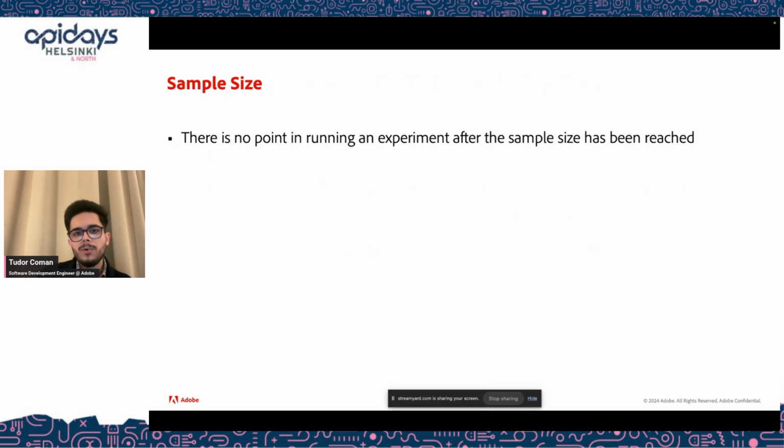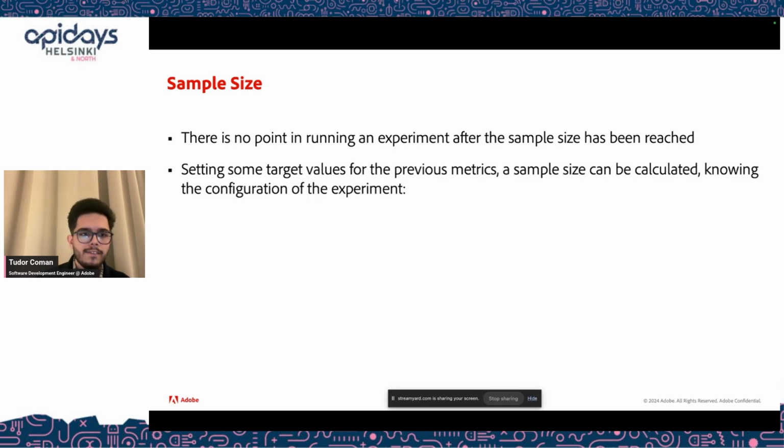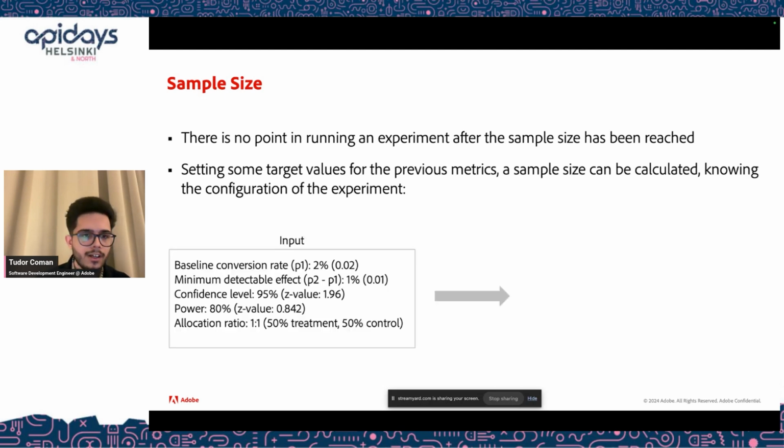In simple words, there's no point in running an experiment after the sample size has been reached. You have gathered all of the data you need to take a decision, and by setting some target values for the previous metrics, you can calculate the sample size beforehand, knowing the configuration. I also included an example with some of the metrics that we use, such as the baseline conversion rate, minimum detectable effect or lift, confidence level, power, and an allocation ratio between your variants, and you would get an output like, in this case, 4,400 users.